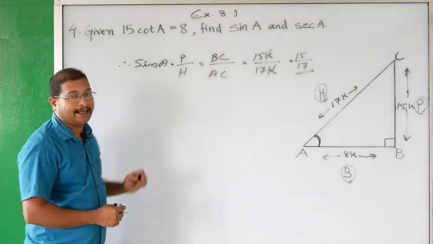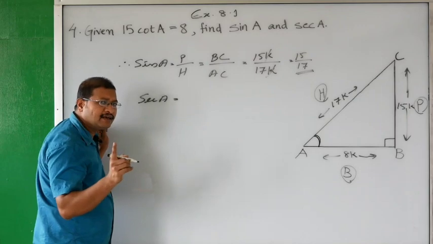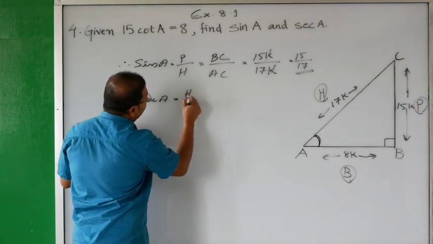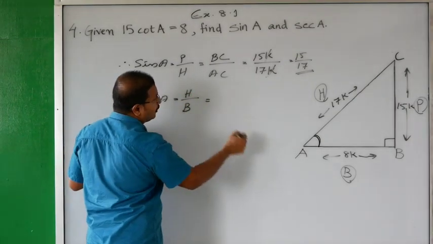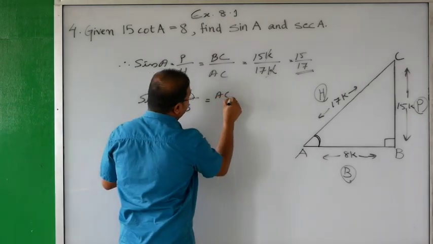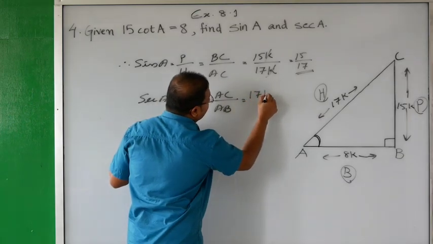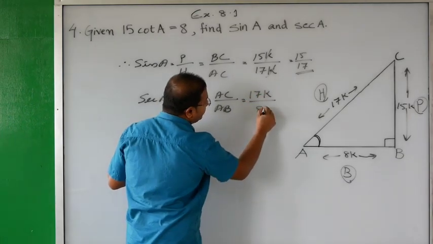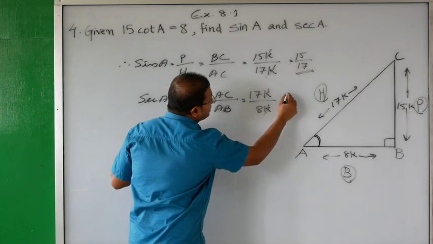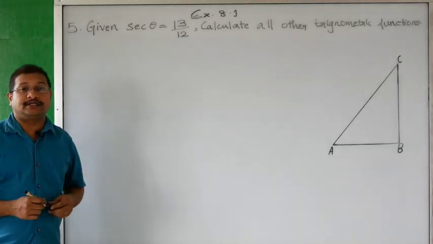Now the next, sec theta. What is sec theta? Hypotenuse by base. According to this diagram, hypotenuse is AC. AC by base AB. AC means 17K divided by 8K. KK will cancel. 17 by 8.